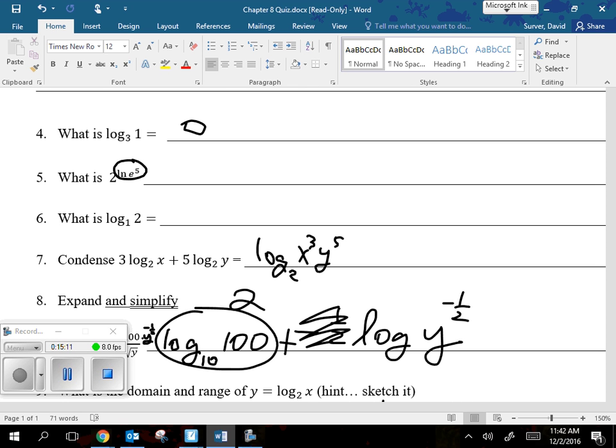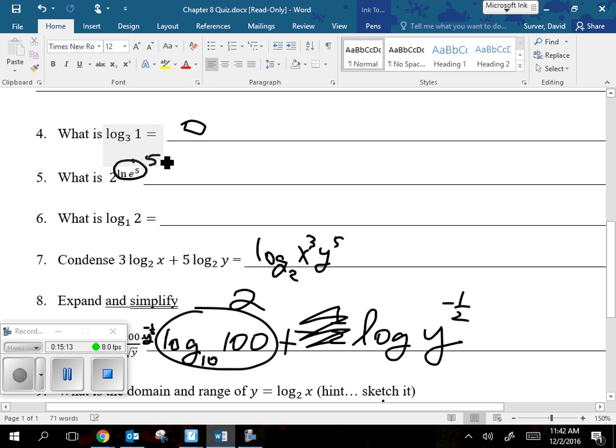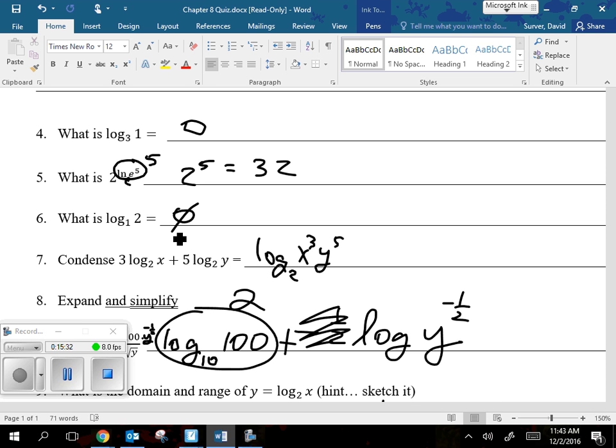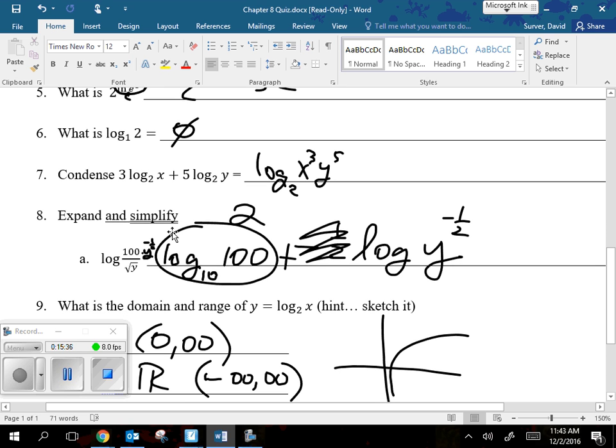Number 5, this part was 5 because the base was e, and then the bases are the same. So 2 to the 5th is a good answer, or 32 was a good answer. Number 6, this one had a 1 in the base. You can't have that, so no solution, or you can write out no solution or undefined. Number 7, it's log base 2 of x to the third and y to the fifth. And number 8, if they have this written out as log base 10 of 100 and didn't simplify it, then they would lose a half. They should have simplified it to 2.